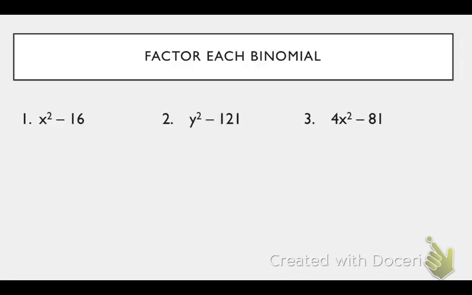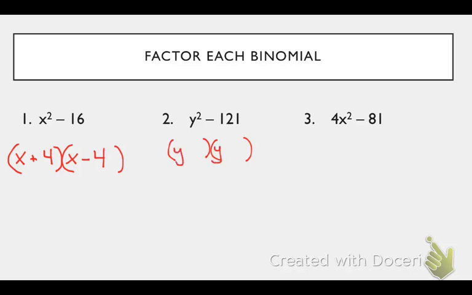So let's try factoring some. So first of all, x squared minus 16. It is a perfect square minus another perfect square. So I open up two binomials. One factors into the square root of x squared, which would be x. One's a plus, the other's a minus, and the square root of 16 is 4. It's factored.